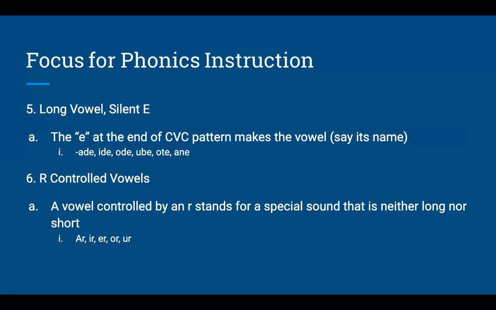A-N-E is a good one at the end. Can versus cane, or Dan versus Dane. So when there's a vowel E at the end of a CVC word, consonant vowel consonant word, it says its name.